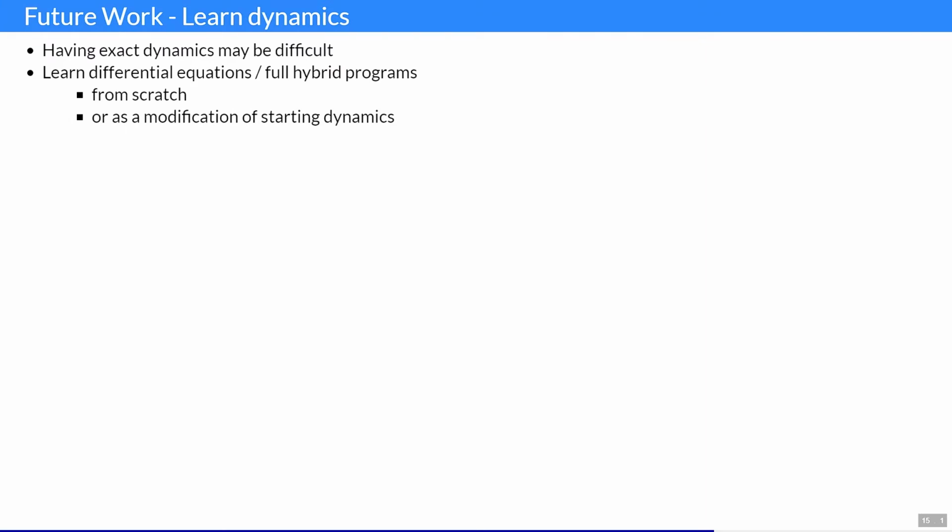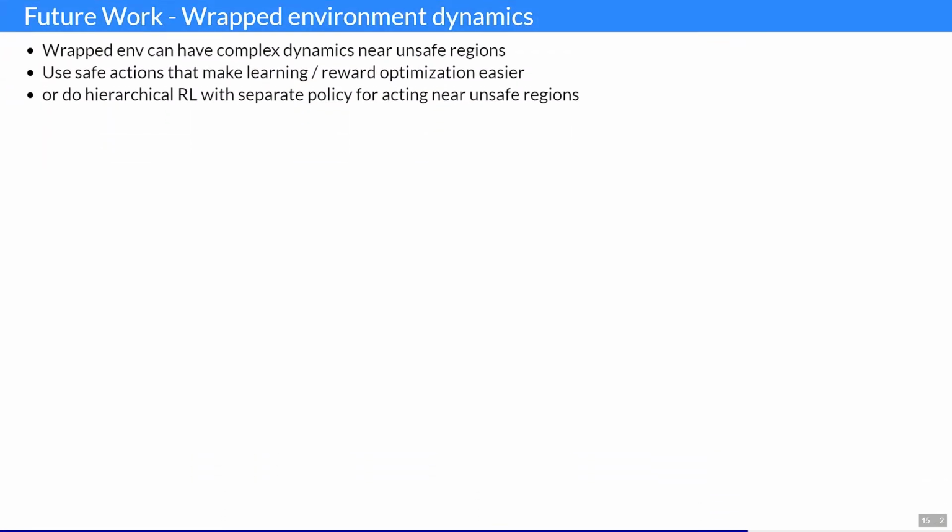Another of our assumptions needed to verify safety was that the dynamics need to be known ahead of time, and that can be difficult, at least to have perfect dynamics. So future work could either work to learn the dynamics from scratch or to learn a modification of dynamics given by a domain expert to help adapt them to what's actually seen on the real system in practice. One drawback of our safety wrapping method is that the wrapped environment will now have more complex dynamics near unsafe regions because of this sampling of which safe action to take to replace unsafe actions that are attempted. It would be nice instead if we could take those safe actions that would make learning or reward optimization easier, perhaps using a hierarchical reinforcement learning method to have a different policy for acting near the unsafe regions that could quickly learn how to move around the obstacles.